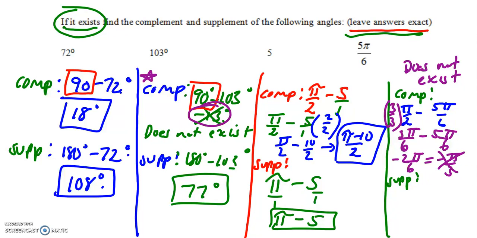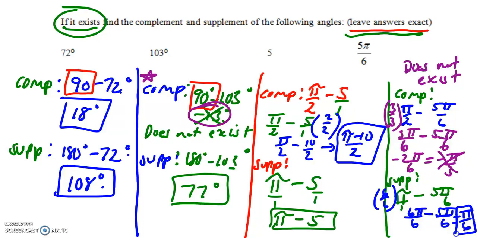However, if we would like to find a supplement, we would have 180 minus this, or really pi minus 5 pi over 6. Pi is technically over 1, so my denominator would be 6. So I'd multiply this by 6 over 6, get 6 pi over 6 minus 5 pi over 6. That is just pi over 6. So this one does have a supplement but not a complement. So it is possible that sometimes you will not get both.